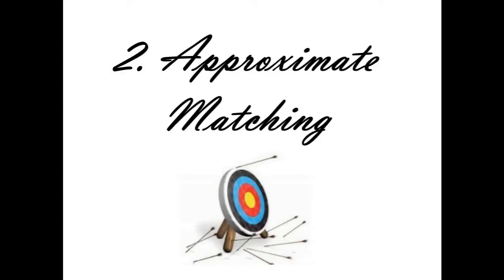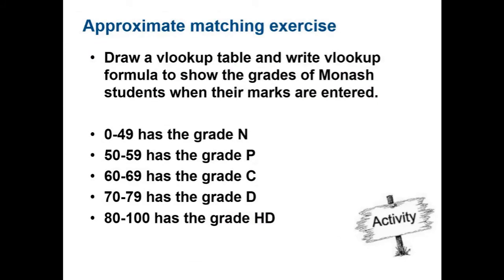Now, let us look at the approximate matching example. In this exercise again, we are going to draw a Vlookup table and write the Vlookup formula to show the grades of Monash students when their marks are entered. When students have marks between 0 to 49, they have a grade of N. When they have 50 to 59, a grade of P. 60 to 69, C. 70 to 79, D. 80 to 100, HD.